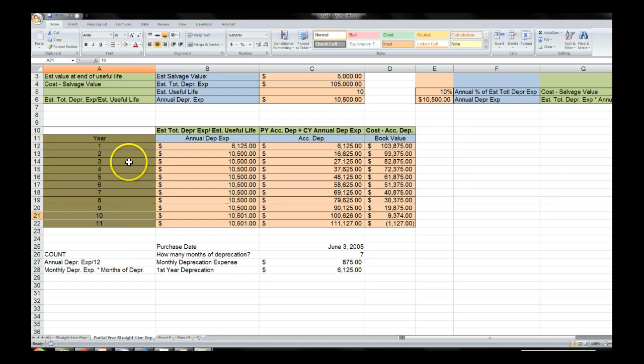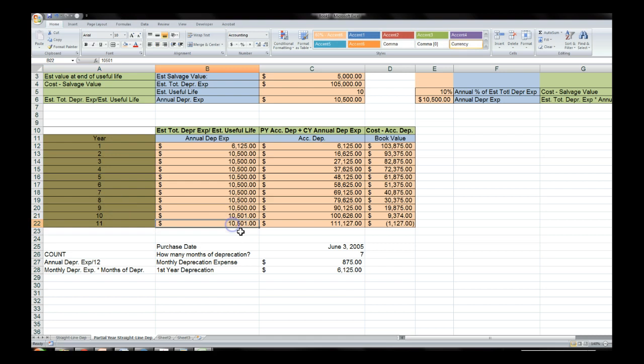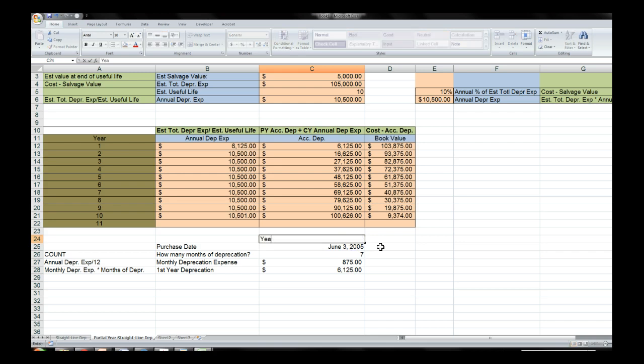Then we have 2 through 10. And these are all full years, right? So these are 9 full years, partial year, partial year. So this is not correct for this year. We need to back this out. Let's recalculate this. And so this is for year 1, and this is for year 11.